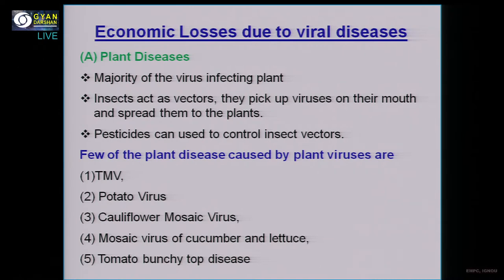The first one is plant disease. The majority of viruses infect plants, and the majority of the diseases are caused by viruses. Insects act as a vector. They pick up the virus in their mouth and spread it to the plant. Pesticides can be used to control the insects, so ultimately the virus will not spread.